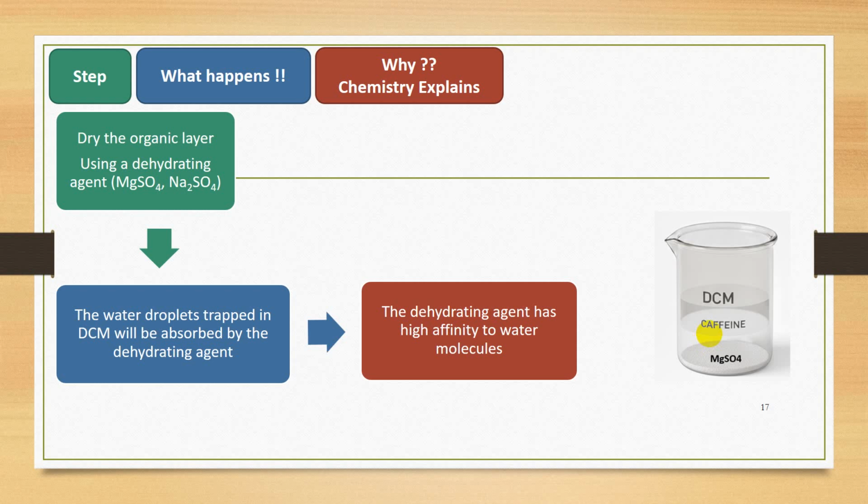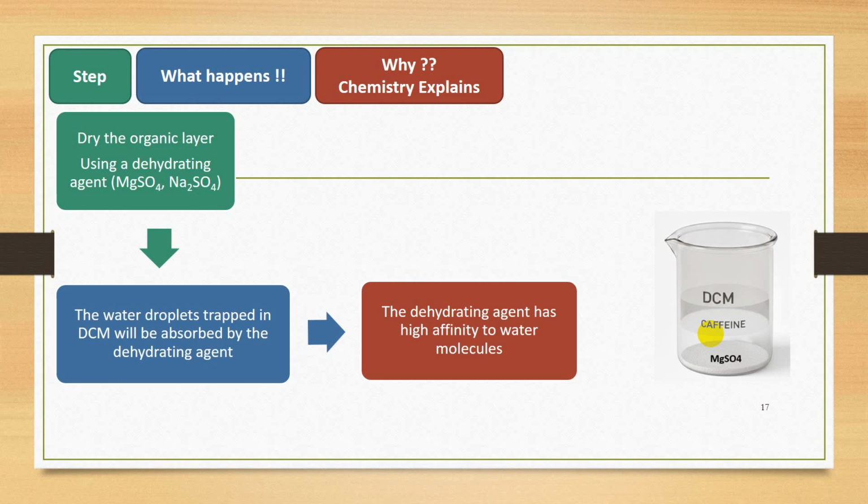How do you dry a liquid? You add a solid drying agent or dehydrating agent. Common ones are anhydrous magnesium sulfate, MgSO4, or sodium sulfate, Na2SO4. These are salts that have a very strong affinity for water molecules. They basically act like tiny sponges, grabbing onto any water dissolved in the DCM, often forming solid clumps called hydrates.